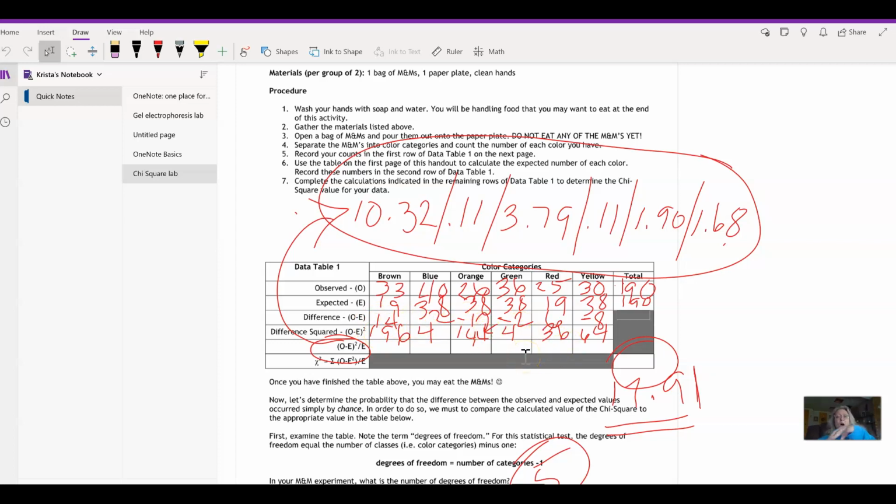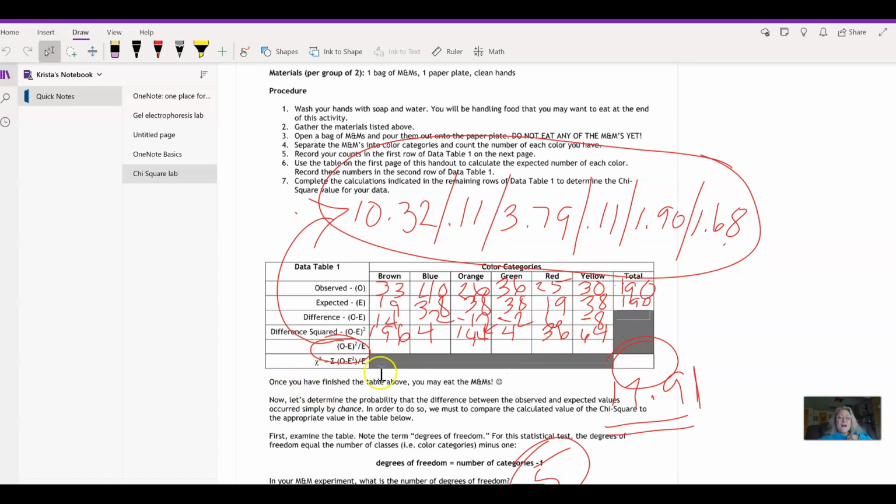Okay? So now this fifth row right here, this is where I had to write it up here because I needed some decimal points, so I needed some more room, right? So I wrote these numbers up here. So my observed minus my expected squared divided by my expected, I got 10.32 for the brown. I got 0.11 for the blue. I got 3.79 for the orange, 0.11 for the green, 1.90 for the red, and 1.68 for the yellow.